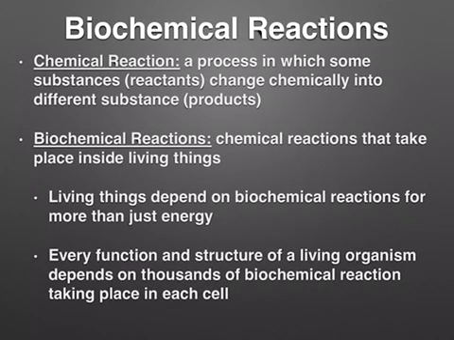So now that we've looked at the 4 types of biochemical compounds, we're going to look at how they react. So a chemical reaction is a process in which some substance, the reactant, will change chemically into a brand new substance that we call the products. And so we use this in biology with our biochemical reactions. So remember, the prefix bio means life. So these are chemical reactions of life.